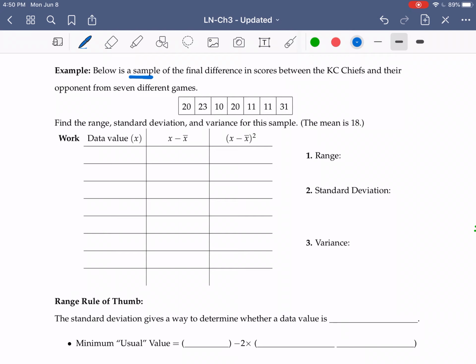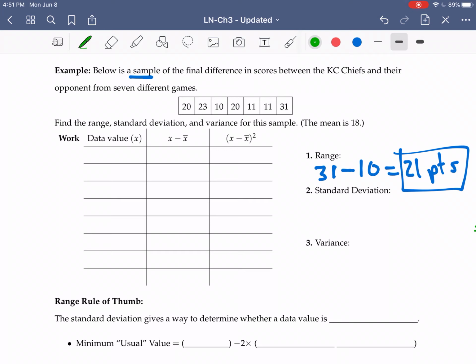To find the range, we take our maximum point differential, which was 31. From that, we subtract the minimum, which was 10. 31 minus 10 gives us 21 points. So that is the range for our points. Next, we will find the standard deviation.